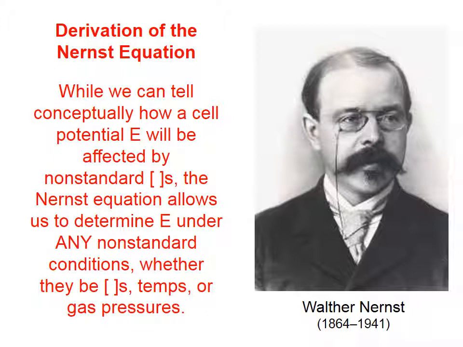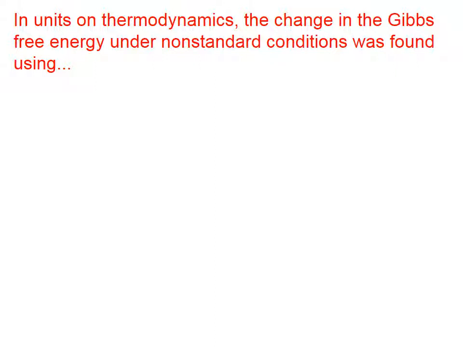While we can tell conceptually how a cell potential E will be affected by non-standard concentrations, we just did that on the previous slide, the Nernst equation allows us to determine E under any non-standard conditions, whether they be concentrations, temperatures, or gas pressures. In units on thermodynamics, the change in the Gibbs free energy under non-standard conditions was found using this equation: delta G equals delta G naught plus RT log Q.